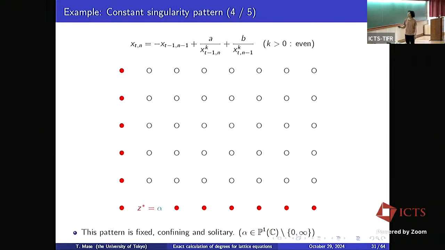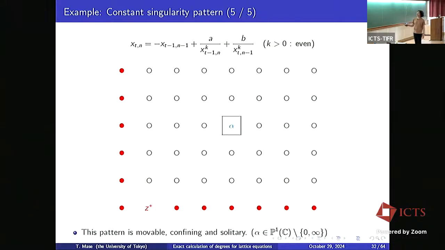And this is a bit strange. This star is called alpha, and alpha is a scalar value other than 0 infinity. Then no other constant singularity. So in the classical theory, in the context of singularity confinement, this is not considered as a singularity or pattern or anything, because this is meaningless. But in my talk, we have to think about this kind of pattern. So this is fixed, and this is confining, and this is solitary. And this is a movable solitary pattern. Alpha is a scalar value with other than 0 infinity.